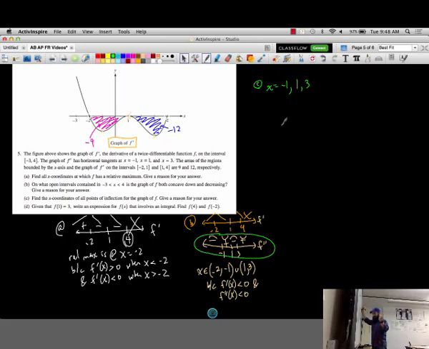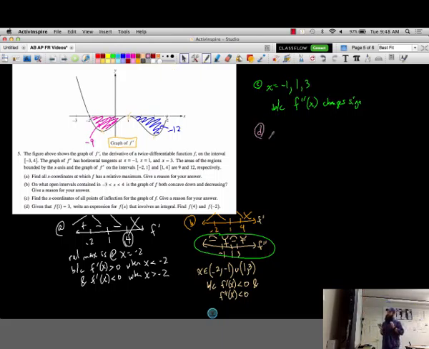And it said give a reason. And the reason is f double prime of x changes sign there. Not just because it equals 0, because it changes sign. So that's part C. Part D.